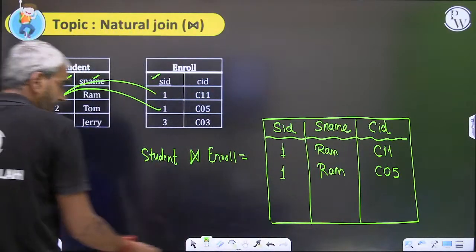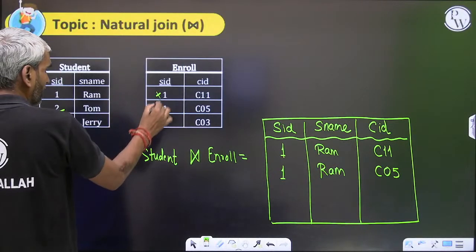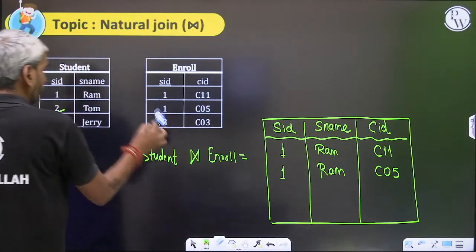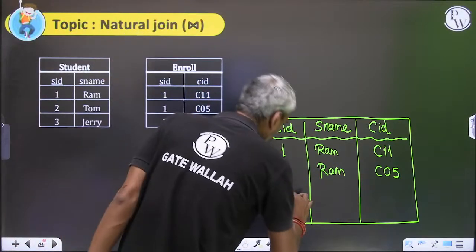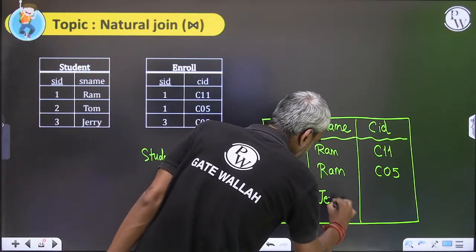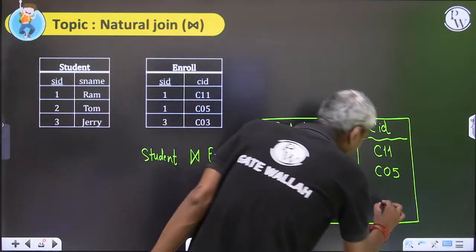Okay, so one Ram will not be combined with SID 3. This 2 will not be combined with any of the SIDs. But again, 3 will be combined with this 3. So, 3 Jerry will be combined with course number 03.